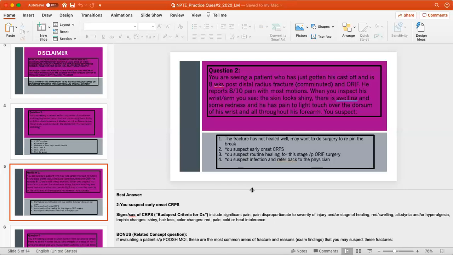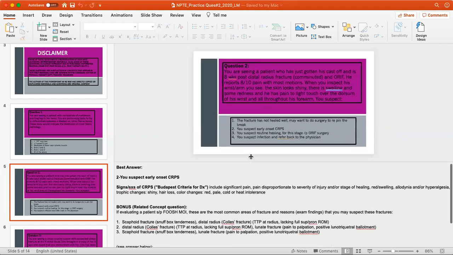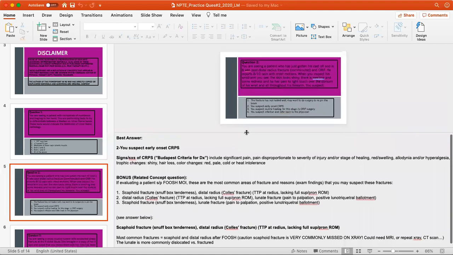And then the radial styloid, like right around that area. Yeah, perfect. So distal radius, you got it. So these are the question choices, but you nailed it. So you got right to it. So scaphoid fracture and distal radius are going to be your most common upper extremity fractures with a FOOSH injury.